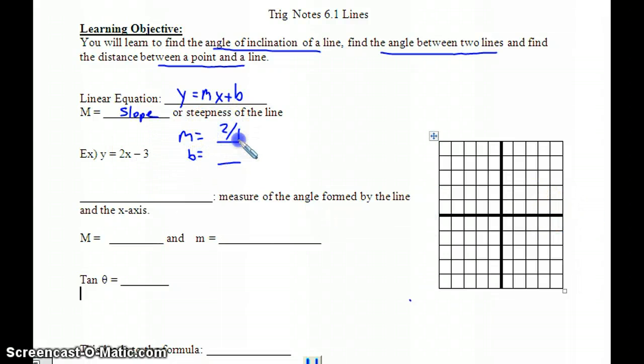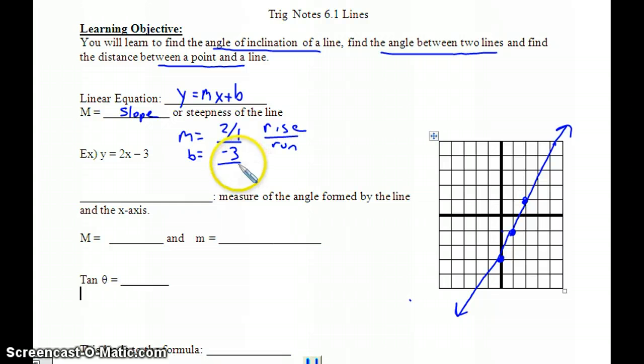We typically write it as a fraction, so we can write it as a rise over a run. And your b was -3. So if I plot that, I'd go down to -3 on the y-axis, because that's my y-intercept, and I do a rise of 2, a run of 1, rise of 2, run of 1. And I would connect those dots to make my line. So this graph would look like this.